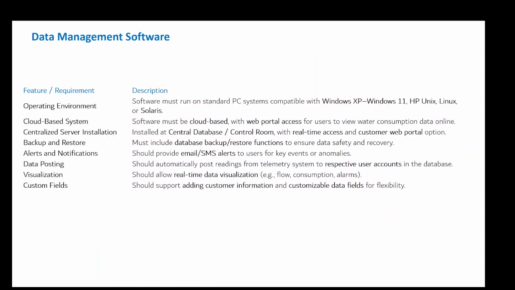So these are the data management softwares. The operating system should be Windows, HP-UX, Unix, Linux, or Solaris. The system must be cloud-based or with web portal access for users to view water consumption data online. There should be a centralized server installation as a central database control room with real-time access and a customer web portal option. Backup should be there. Alert notification should provide email and SMS alerts to the user for key events or anomalies.